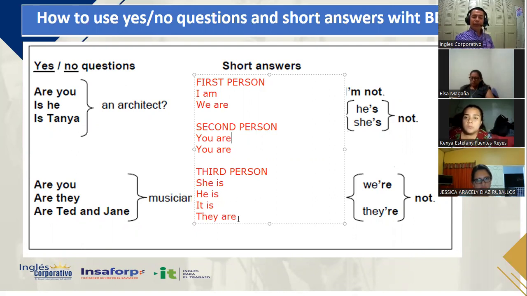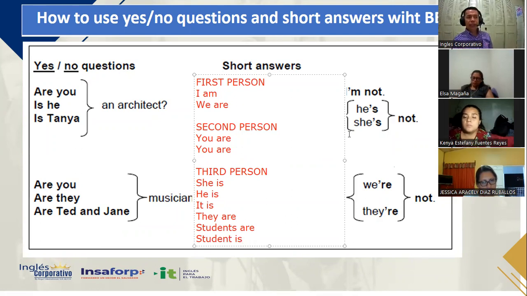Y también tenemos aquí, miren, cuando hay nombres comunes, por ejemplo, students, ¿ves? Students en plural decimos are. Si solo es un estudiante, student is, ¿ves? Para uno. Ok, entonces, aparte de que tenemos que aprendernos eso, tenemos que aprendernos que todos los plurales llevan are y que todos los singulares llevan is.